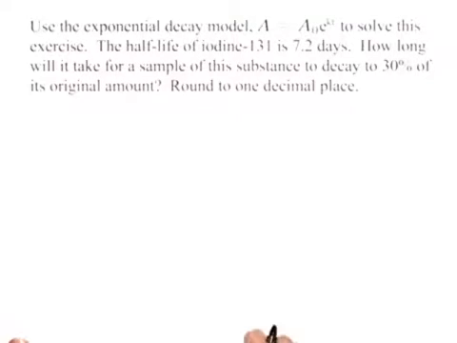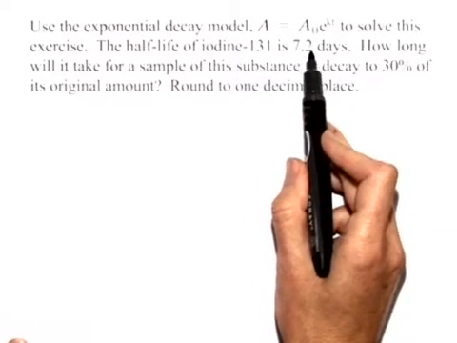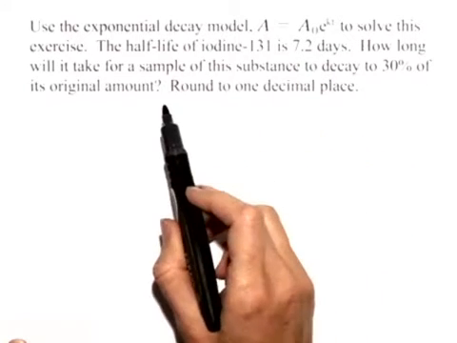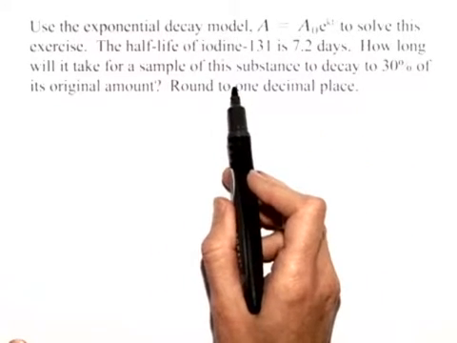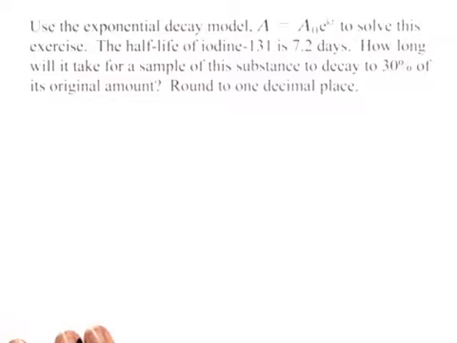For this exercise, we'll have an exponential decay model and we'll use a half-life to help us solve it. We have the model A is equal to A sub 0 e to the kt. We know the half-life of iodine 131 is 7.2 days. How long will it take for a sample of this substance to decay to 30% of its original amount? We want to round our answer to 1 decimal place.